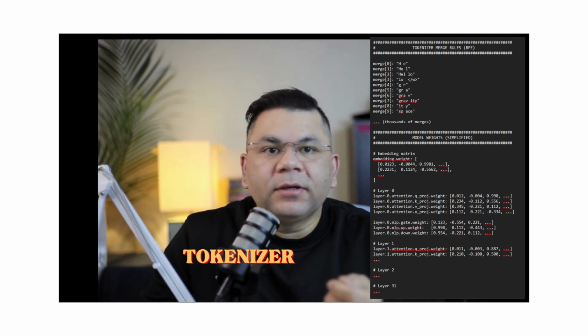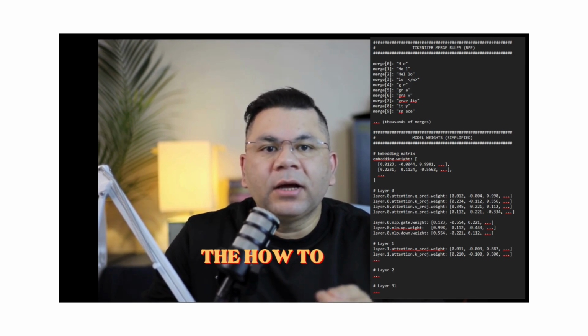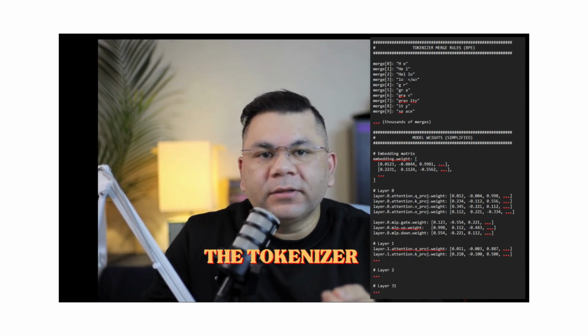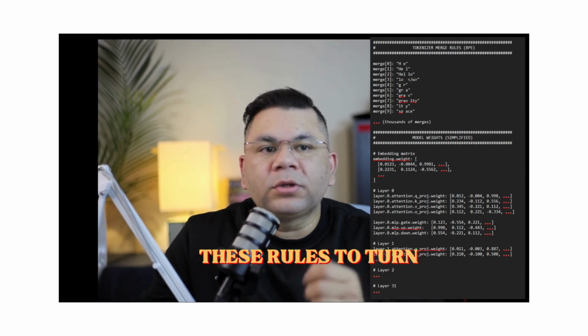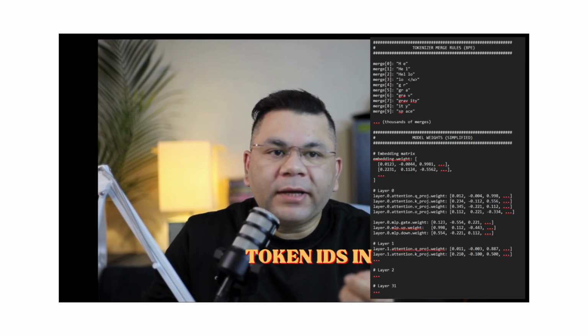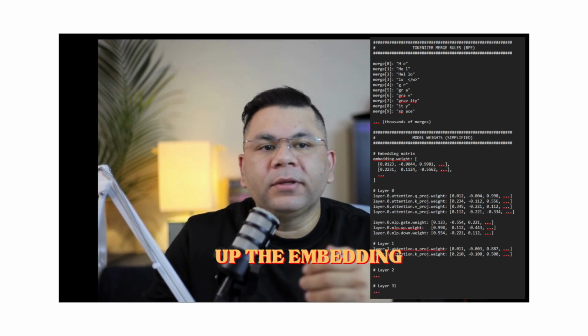Then comes the tokenizer merge rules. These rules tell the tokenizer how to combine letters into tokens. When we type gravity, the tokenizer uses these rules to turn it into tokens. These tokens map to token IDs in the vocabulary. Those IDs are used to look up the embedding weights.